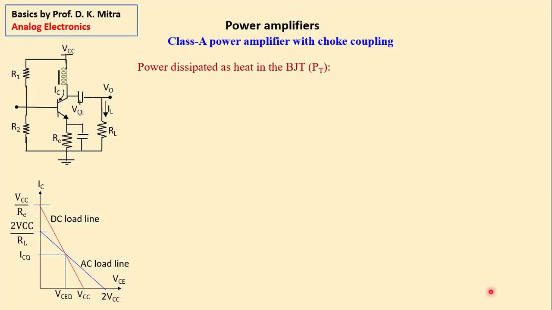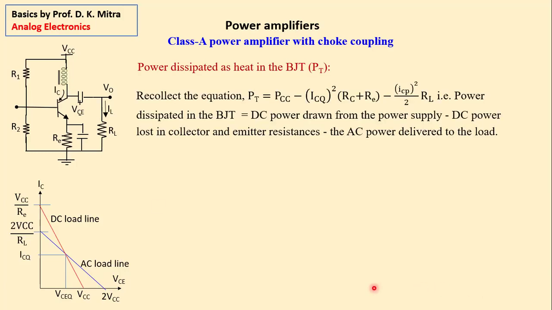Now let's see what the power dissipated in the BJT is. Power dissipated in the BJT, you recollect this equation. PT is equal to PDC, the DC power drawn from the power supply, minus ICQ square times RC plus RE, that is the DC power lost in the RC and RE, minus the AC power delivered to the load. So power cannot vanish. The total power is what is drawn from the battery, out of which some part is lost in the transistor as heat, some part is lost in the RC, RE collector and emitter resistors, and the remaining part is delivered to the load.